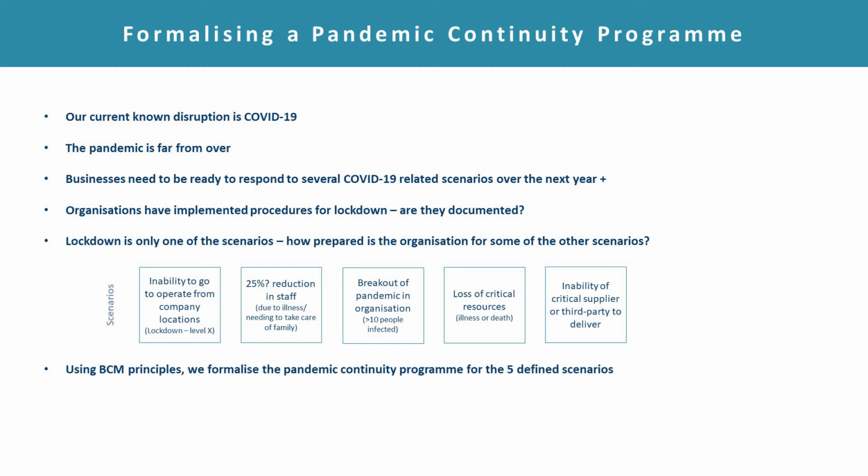Scenario 5 is when perhaps your critical suppliers or your third parties are not able to deliver. How does that impact your own business and its continuity? Have you identified other suppliers that are able to assist you during these times? These are the type of things to look at in scenario 5. Now, using these BCM principles, we can then formalize pandemic continuity plans for any of these defined scenarios.